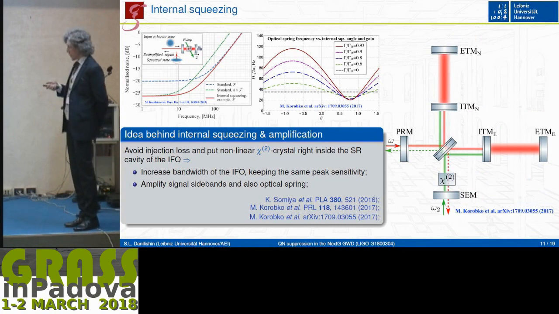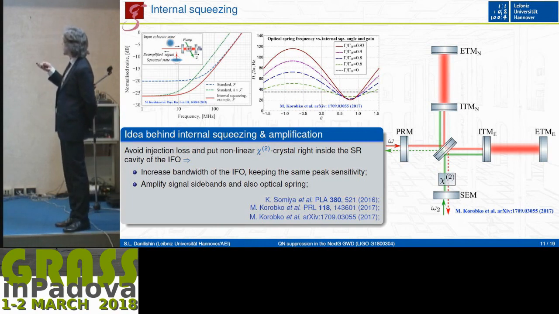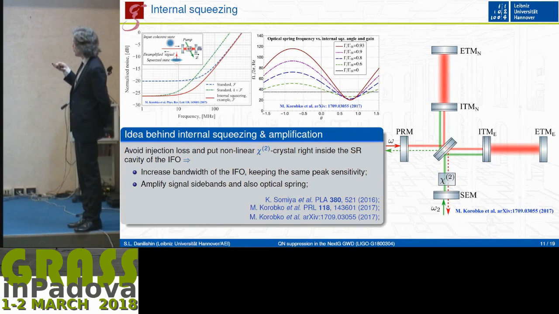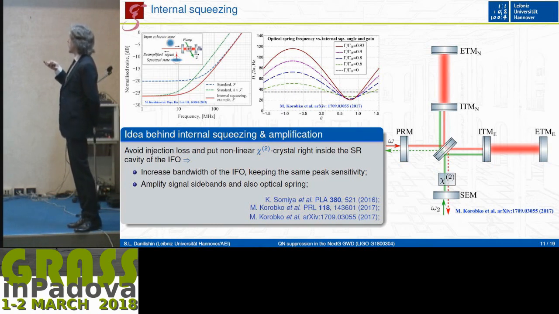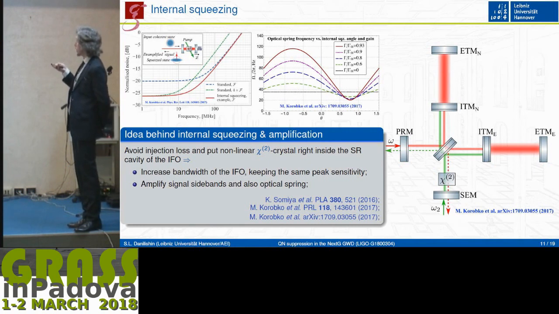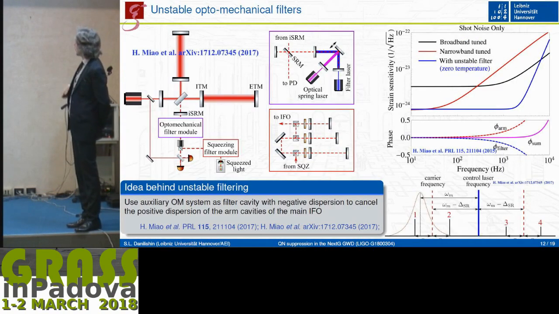Then another type of approach is to put the nonlinear crystal inside the interferometer because, as is thought, you can do better by making squeezing inside the interferometer because you don't have interfaces between the squeezer and interferometer where most of the loss is happening, so you get rid of the injection loss. Additionally, this thing can act as a parametric amplifier, so it can also amplify its sidebands and create a higher frequency optical spring.